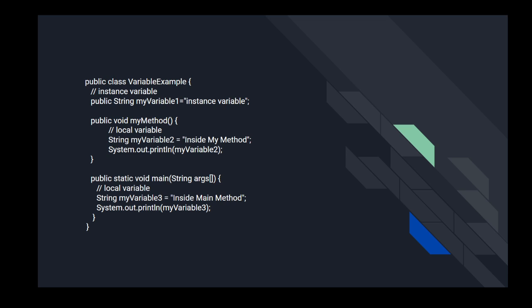So here we have an example. You can pause the video and look at it, but I'm going to talk about what it is. As you can see here, myVariable2 and myVariable1 cannot see myVariable3, because that is outside of the main method. Inside it are variable 1 and variable 2, and outside is variable 3.